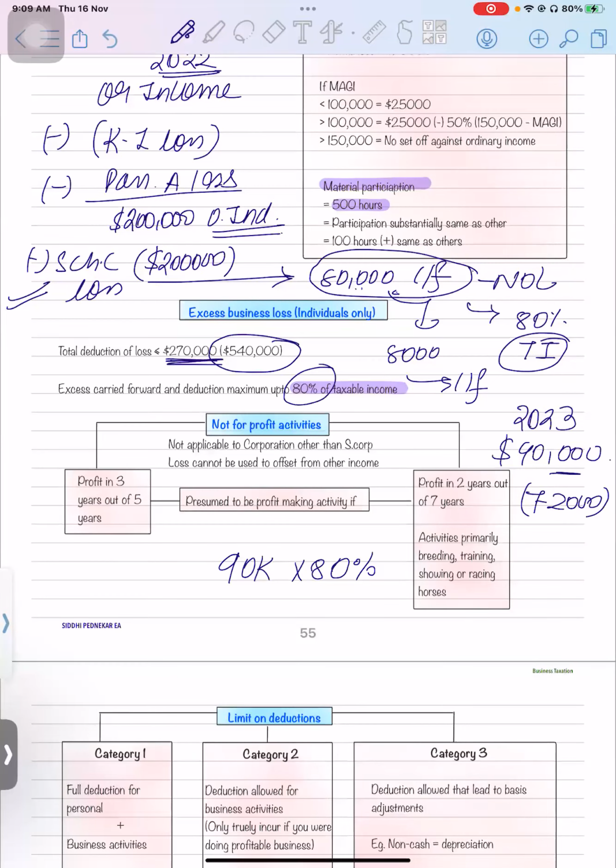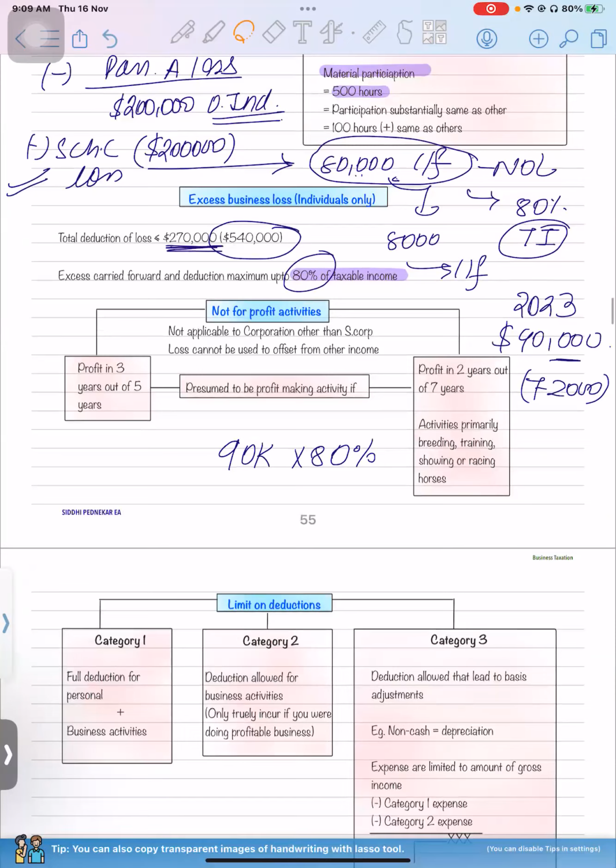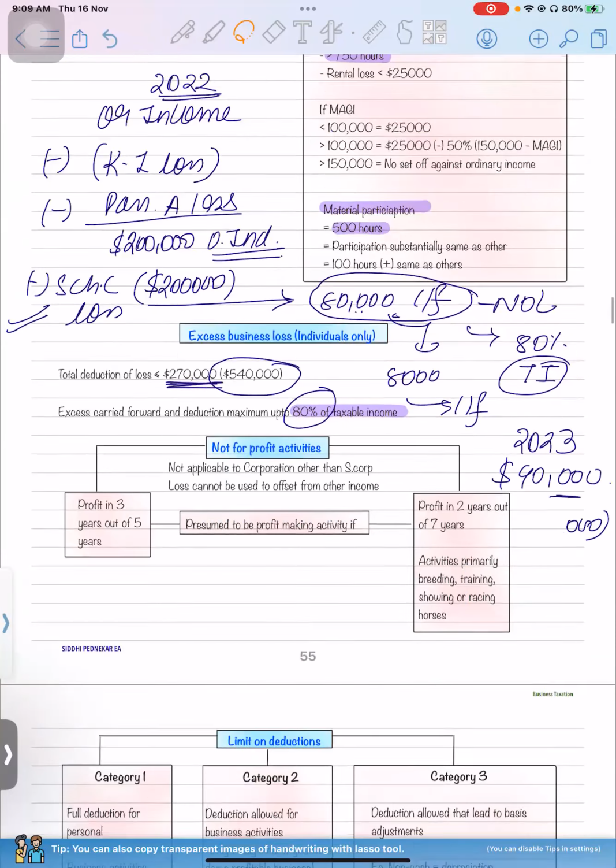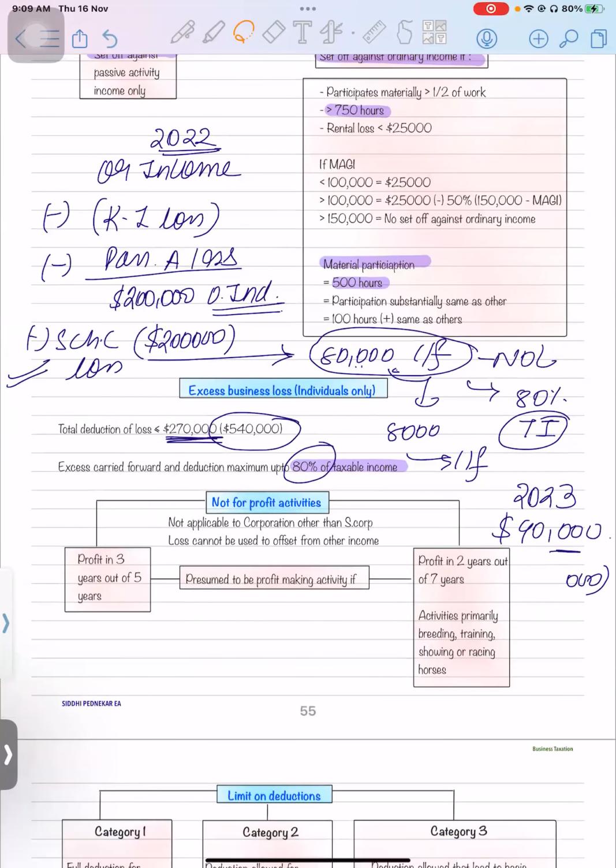Got it, guys? I hope all the 4 steps are clear to offset the losses. Any question, anyone? Yes, I have a question.